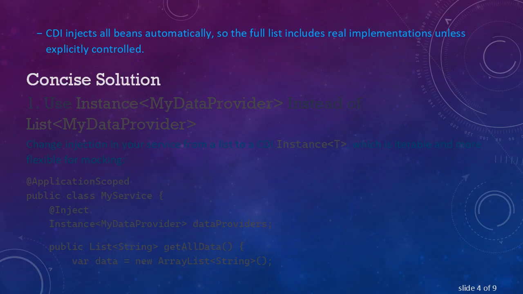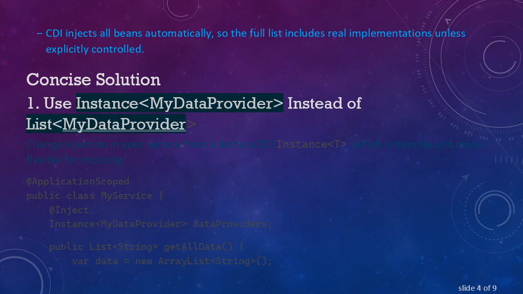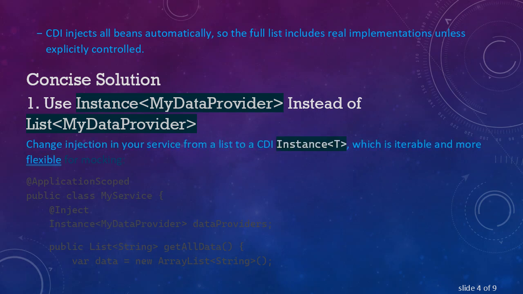Concise solution. One: use Instance<MyDataProvider> instead of List<MyDataProvider>. Change the injection in your service from a list to a CDI Instance<T>, which is iterable and more flexible for mocking.